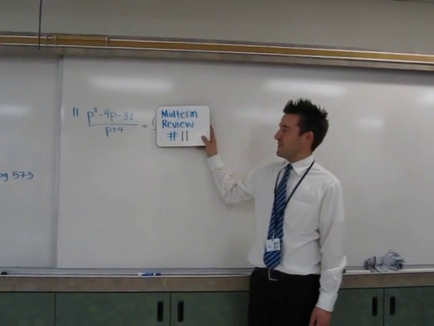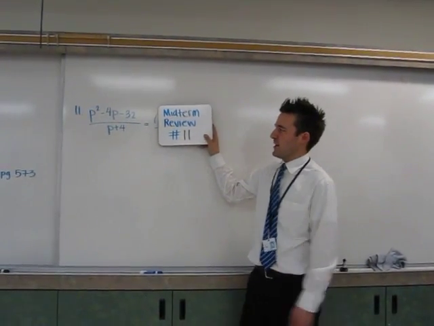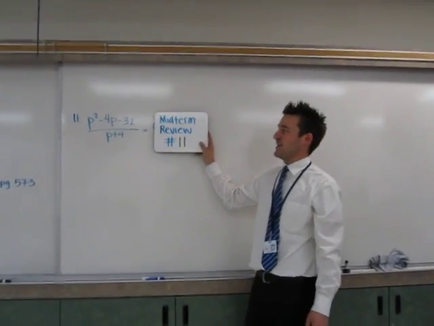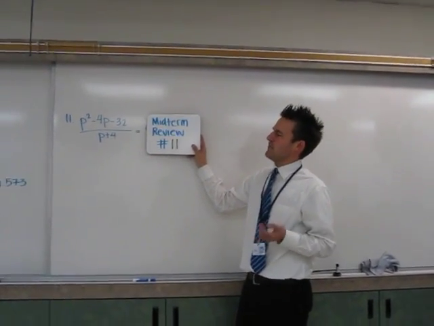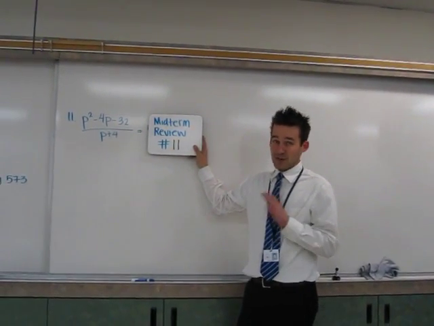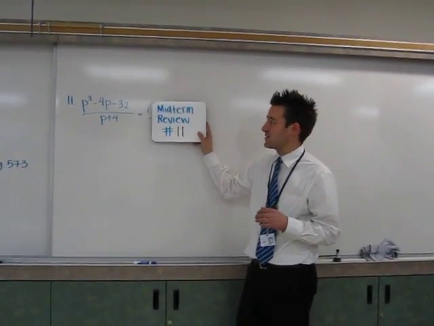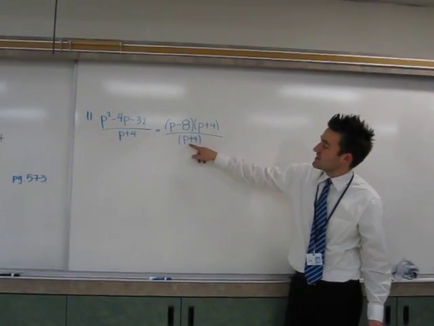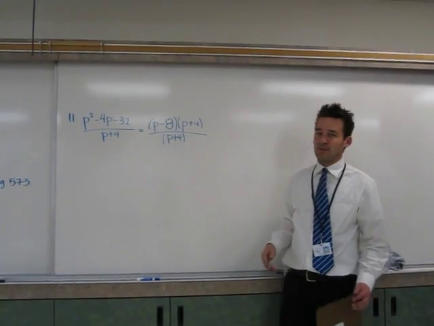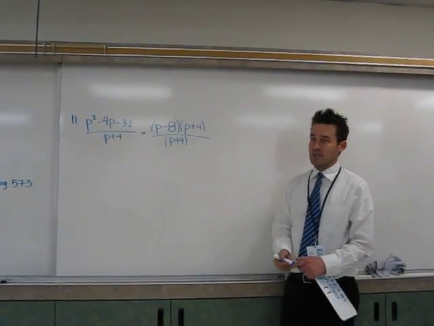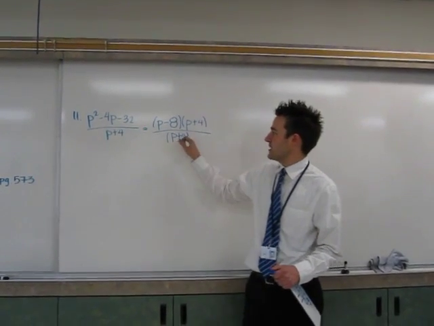For number 11 of the midterm review packet, we have p squared minus 4p minus 32 all over p plus 4, and I think we're supposed to simplify. Now the group that did this decided to factor it first, and I think that's a good idea because we see a p plus 4 factor appears in both the numerator and denominator. So let's cancel those out.